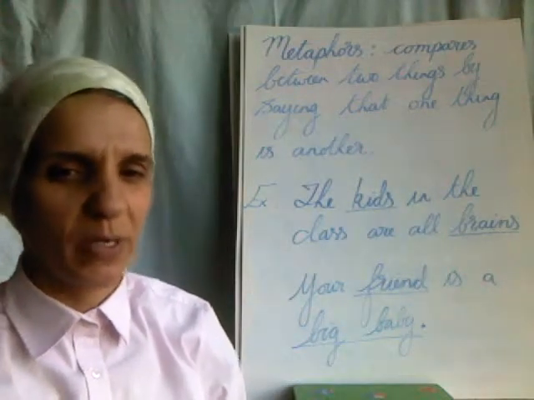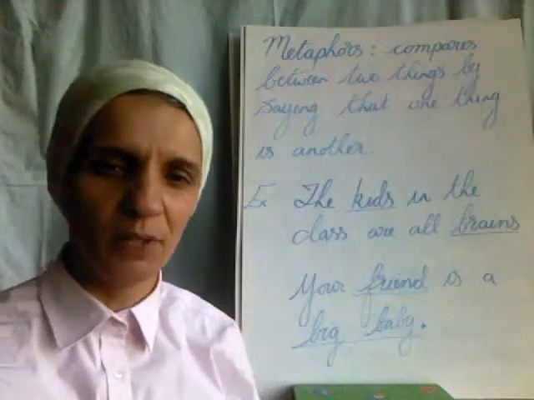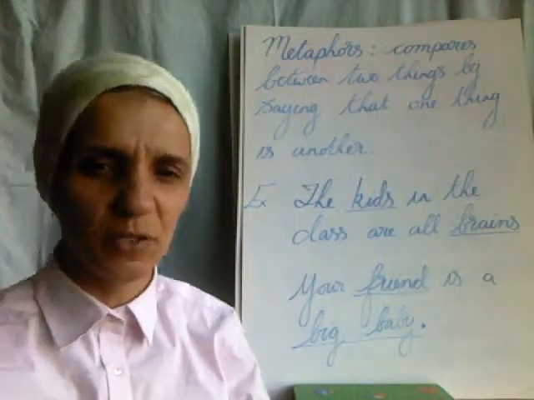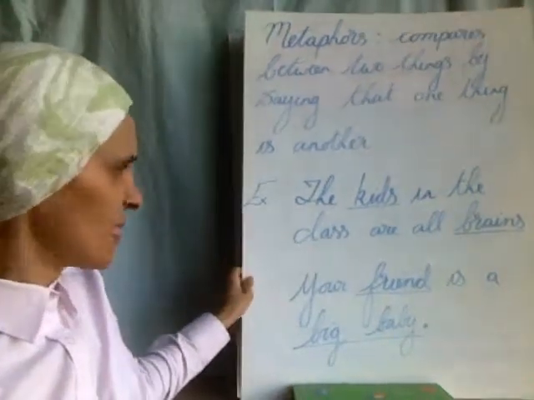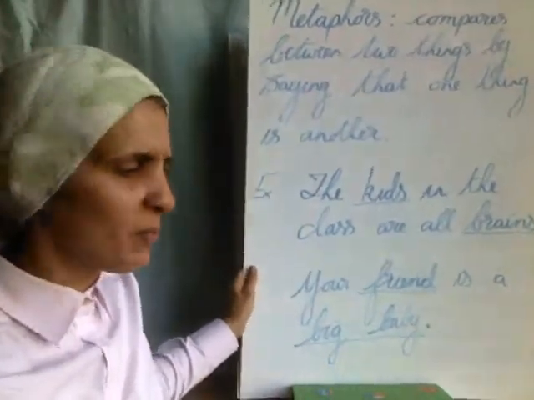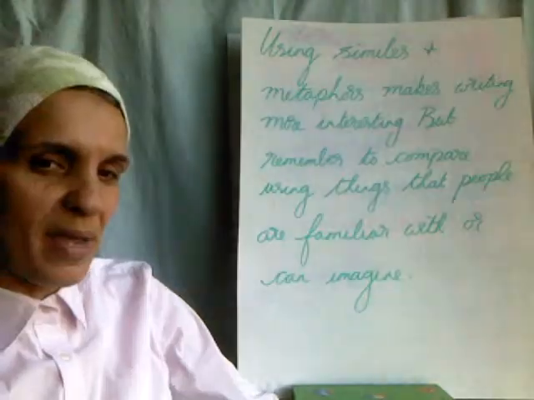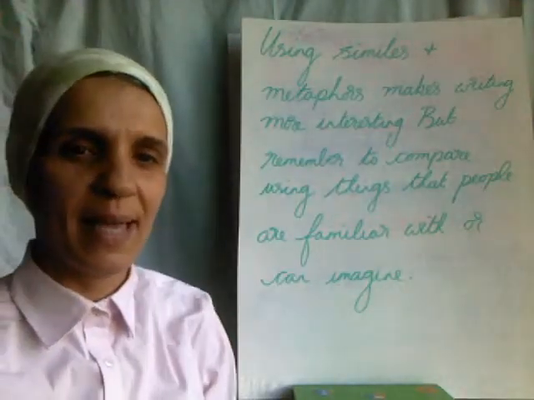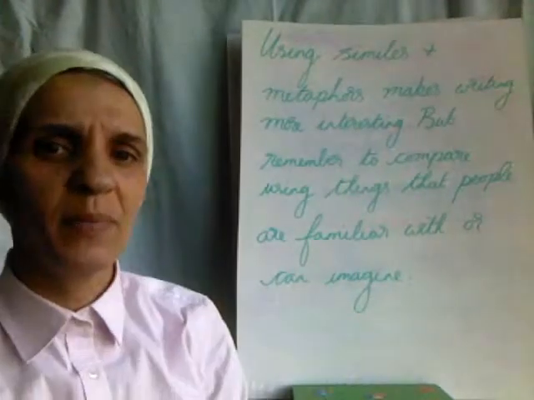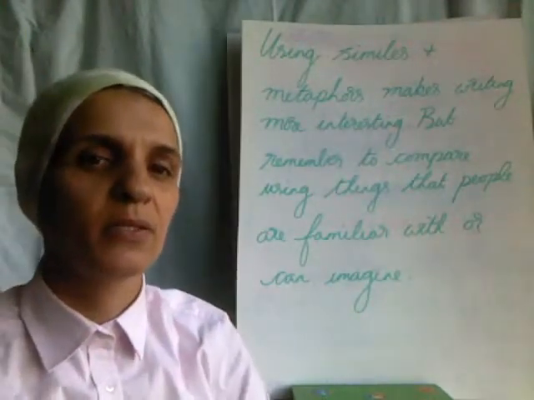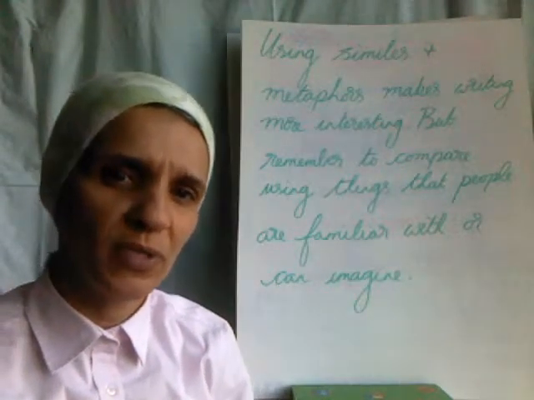It's a more interesting way. Okay, instead of saying my friend can't do this or my friend cries a lot, I just say my friend is a big baby. It's not nice to call a friend a big baby, but it's one way to describe if that's what they act like. Okay, and using similes and metaphors again is to make my writing more interesting.